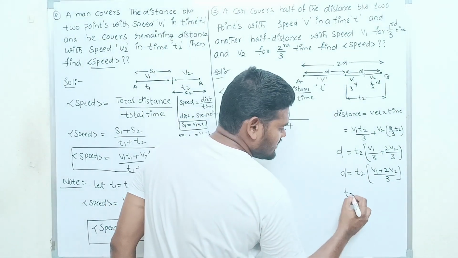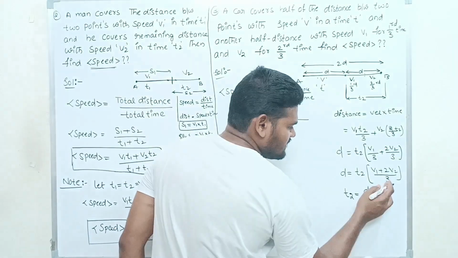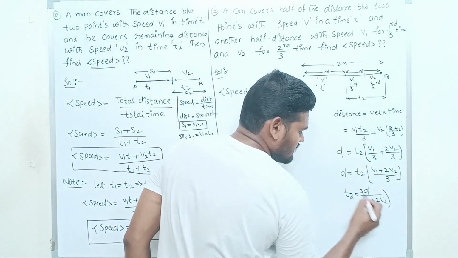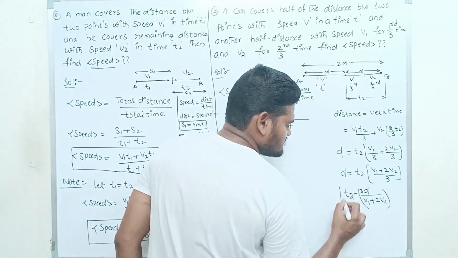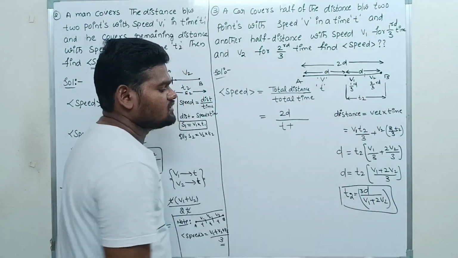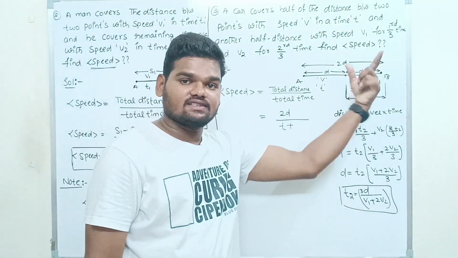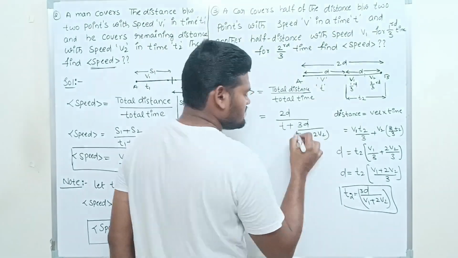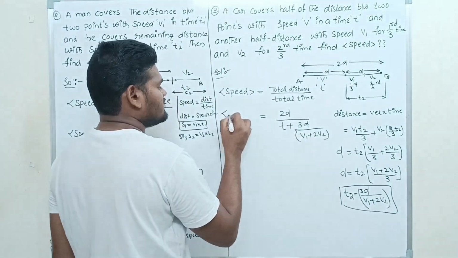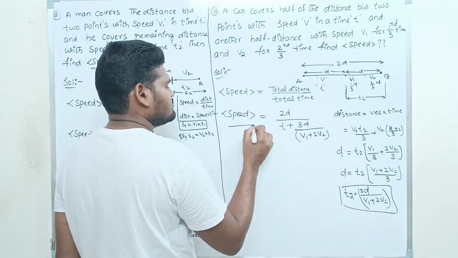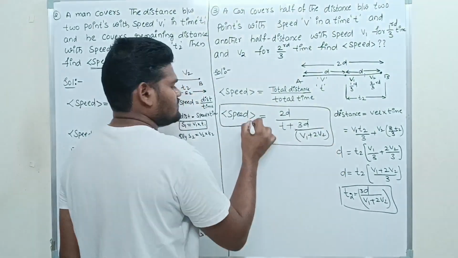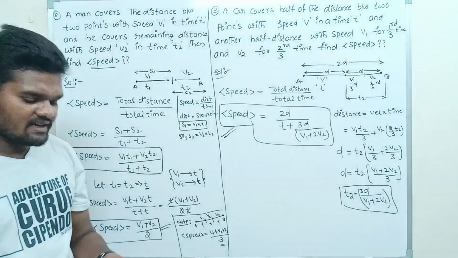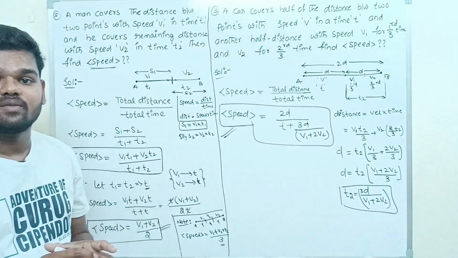What we need? We need time t2. So t2 is equal to, if 3 comes to this side, it becomes 3d by (v1 plus 2v2). So this is the remaining time to cover half of the distance. So 3d by (v1 plus 2v2). So this is what average speed. If you want to take the LCM, just take the LCM, or if you want to leave the answer like this. Okay, are you getting it?